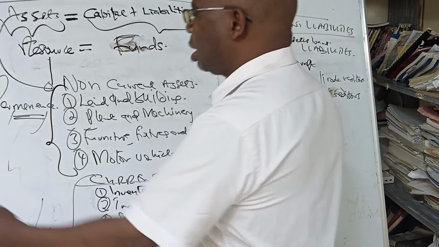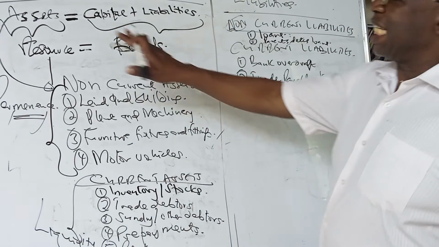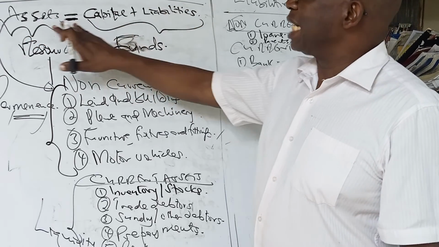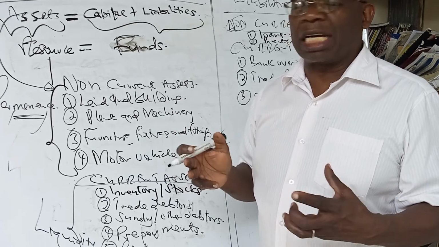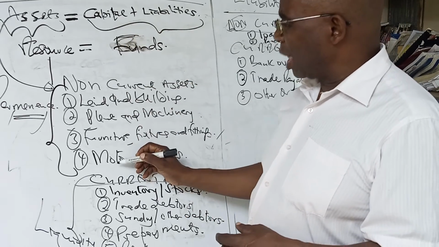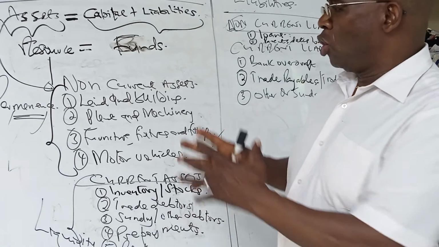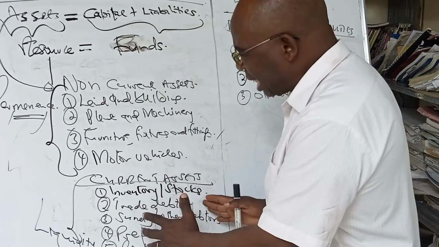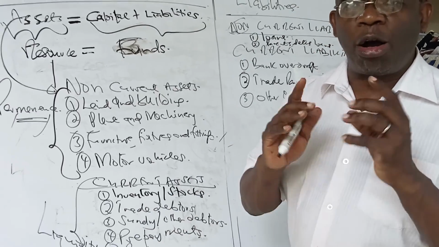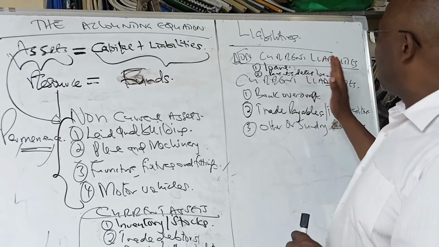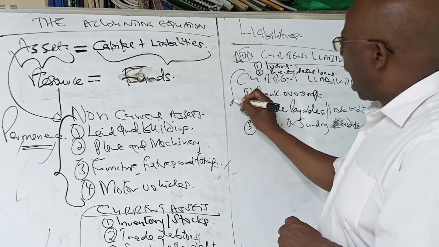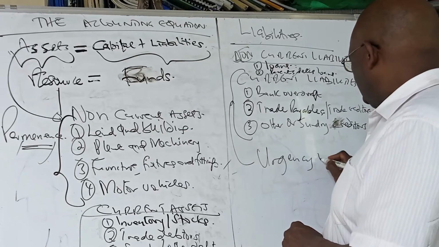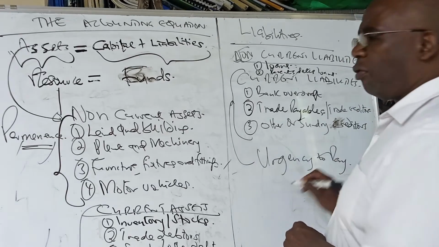To conclude, I'm just trying to say that assets is equal to capital plus liability. Assets can be broken down into two broad categories, that is non-current assets and current assets. Non-current assets are arranged in order of permanence. Current assets are arranged in order of liquidity. Now, the current liabilities are arranged in order of urgency to pay.